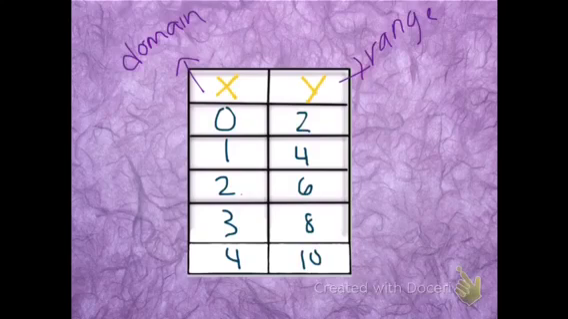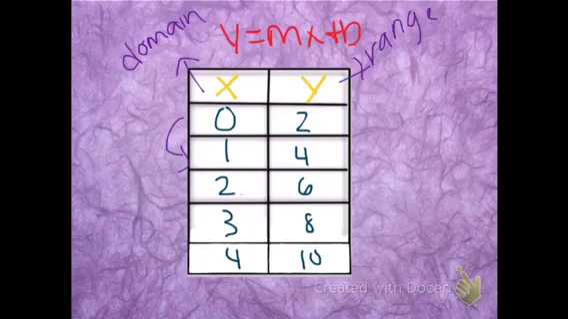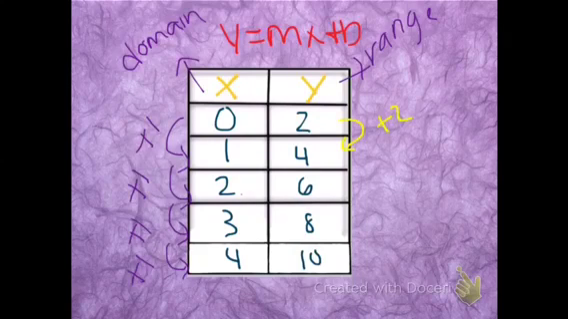The direction is usually asked to find the equation. Our equation is always or most likely going to be y equals mx plus b. Let's start by finding the rate of change in x. To get from 0 to 1, you add 1. To get from 1 to 2, you add 1. To get from 2 to 3, you add 1. And to get from 3 to 4, you add 1. Now, to get from 2 to 4, you add 2. To get from 4 to 6, you add 2. To get from 6 to 8, you add 2. And to get from 8 to 10, you add 2.